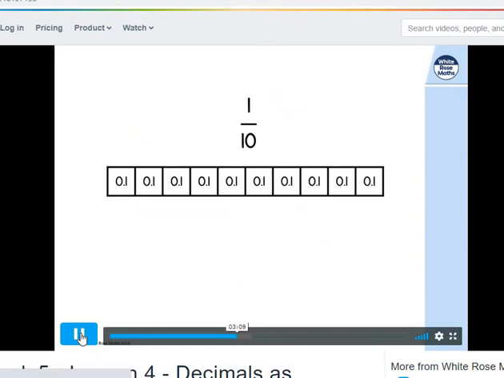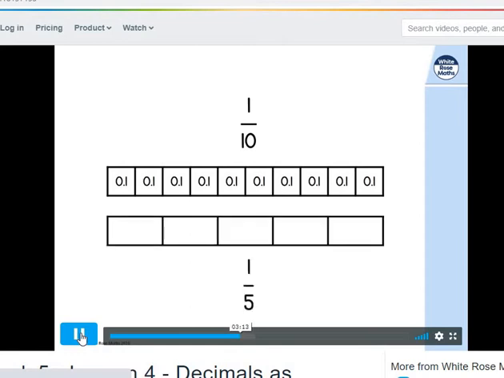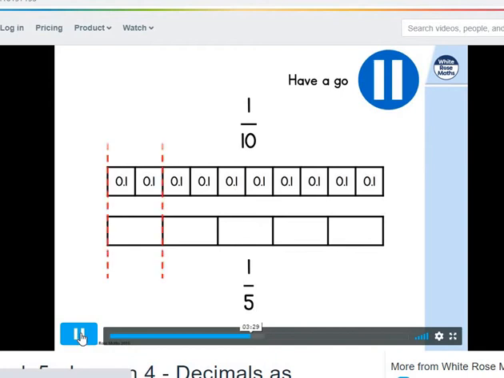Let's move on from tenths now. We've represented our tenths in a bar model, but let's compare that to a bar model split into 5 equal parts. Using the bar models, can you work out what decimal 1/5 would be equivalent to? Well, I can see that 1/5 is equivalent to 2/10. They're the same in size. So 2/10 I would write as 0.2. So 1/5 is equivalent to 0.2.